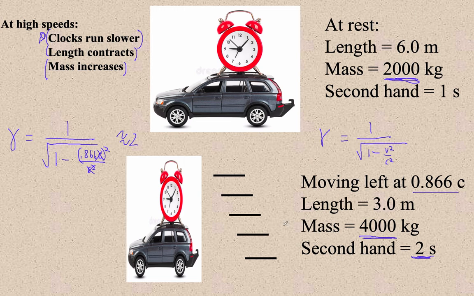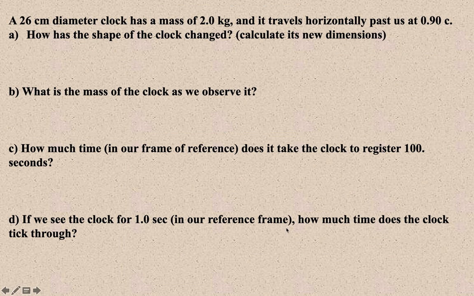Okay, so let's take a look at the quandary here. A 26 centimeter diameter clock on that car has a mass of 2 kilograms. It travels horizontally past us at 0.9 the speed of light. How does the shape of the clock change? Well, it's going to go from round to oval. The height isn't going to change. This is going to be 26 centimeters, but the width is going to change.